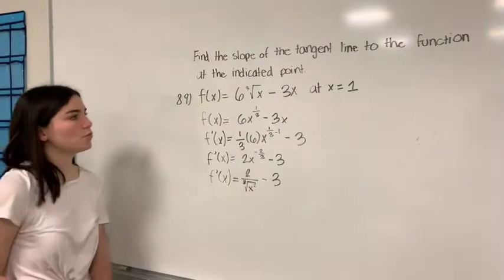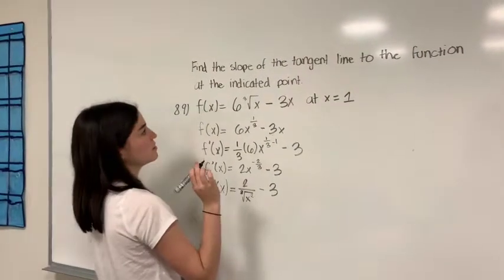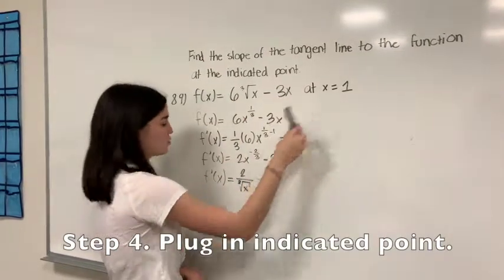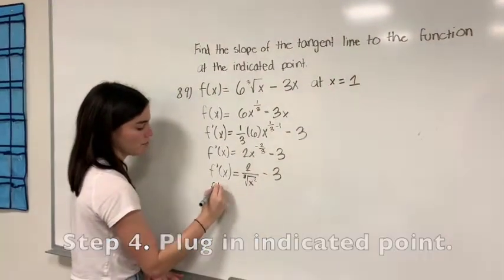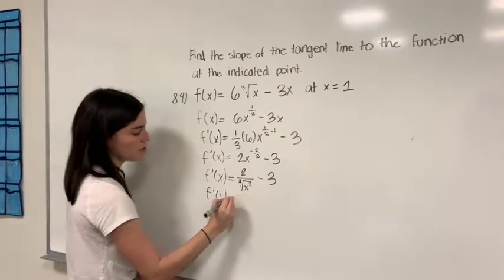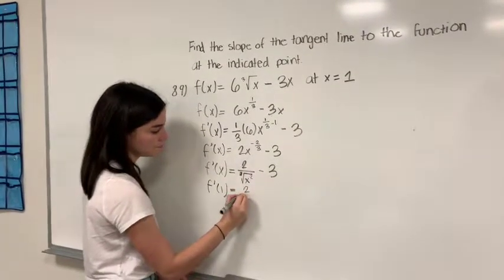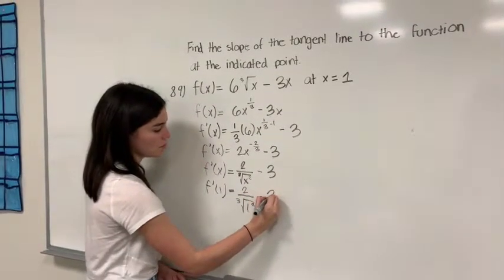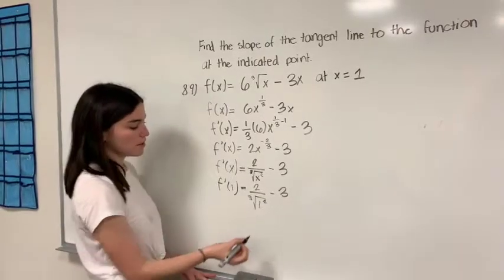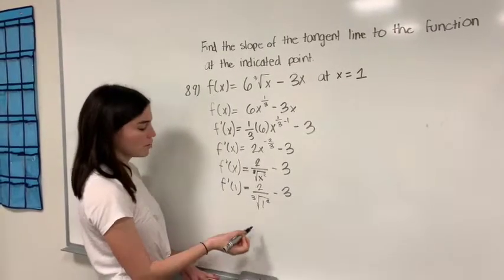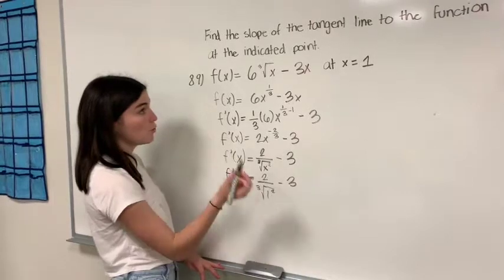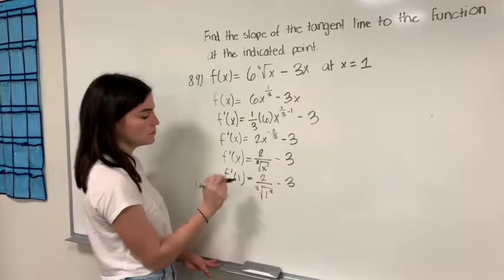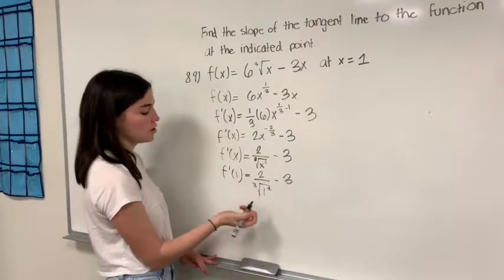And we're ready. But we're missing half of the problem because we need to find it at the indicated point. In this case, x equals 1. So f prime of 1, and we plug in the x. In this case, it is quite simple because, well, we all know that 1 to the second power is 1, and the cubic root of 1 is 1 as well.